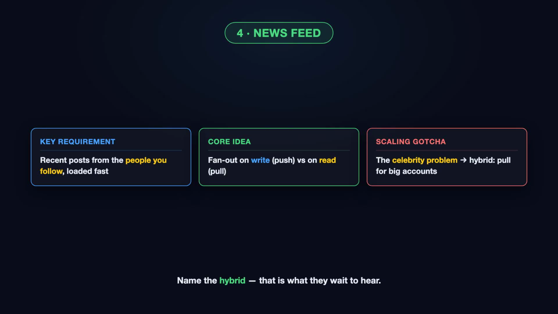The gotcha, and this is the famous one, is the celebrity problem. If an account has 50 million followers, fanning out every post to 50 million feeds on write is brutal, and most of those feeds may never even be read. So real systems go hybrid: fan out on write for normal accounts, but for celebrities and other high-follower accounts, fan out on read, pull their posts in at feed load time and merge them with the pushed ones. Naming that hybrid is exactly what the interviewer is waiting to hear.